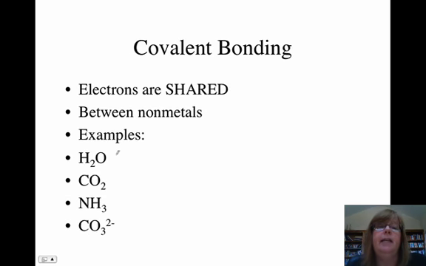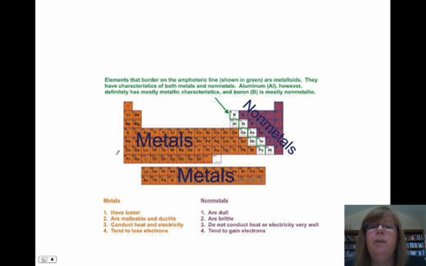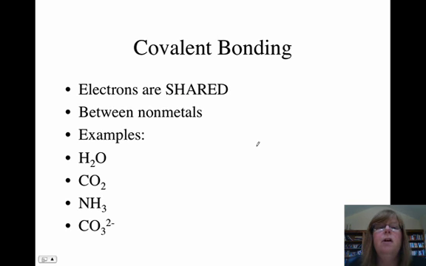Covalent bonding. This is where electrons are shared, and it's between nonmetals. Let's go back and look at our periodic table. The nonmetals are over here on the right side. Covalent bonding is where the electrons are shared. We're going to spend a lot of time drawing structures of things that use covalent bonding. But for right now, just know that covalent bonding is where electrons are shared, and it's a nonmetal with a nonmetal. So it's something like water, carbon dioxide.